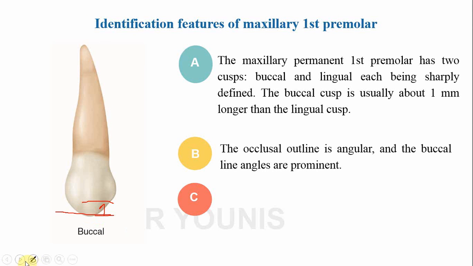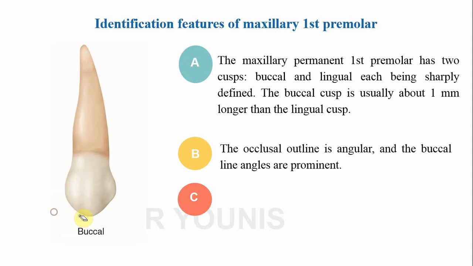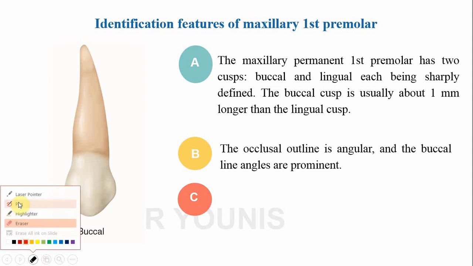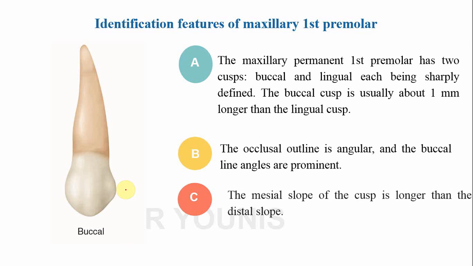The occlusal outline is angular and the buccal outline is prominent. As you can see, from the buccal aspect, it resembles a smaller canine. The mesial slope of the cusp is usually longer than the distal slope, which is the opposite situation to that present in the maxillary canine.